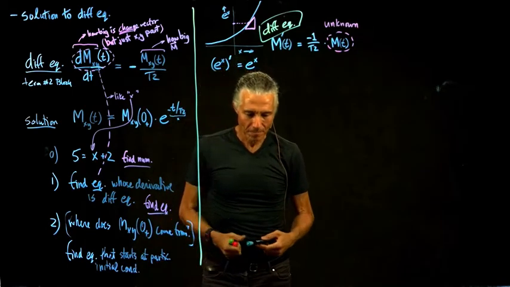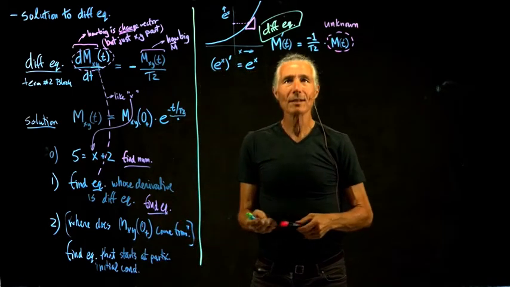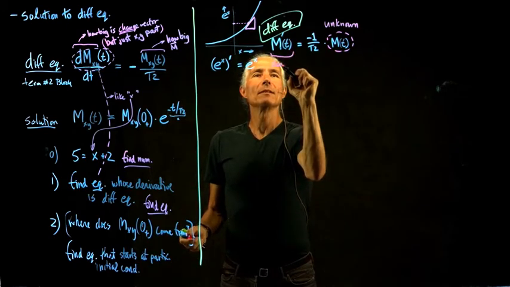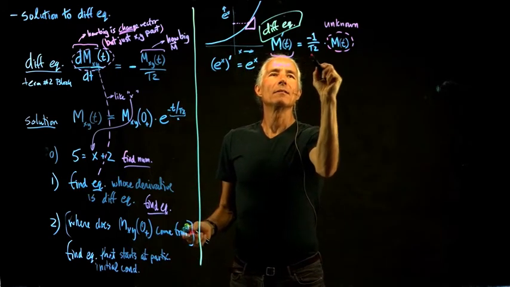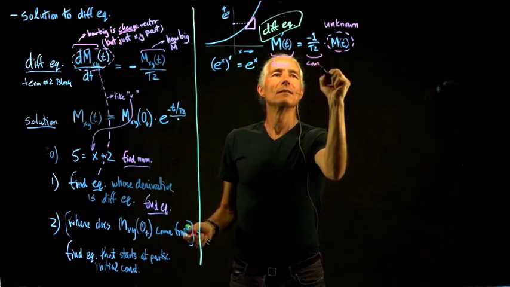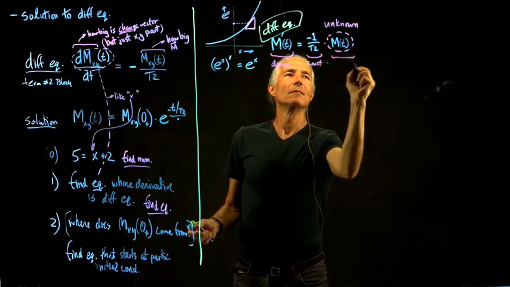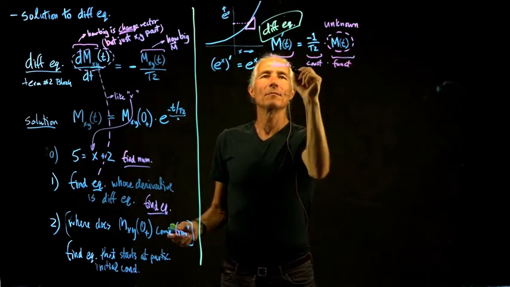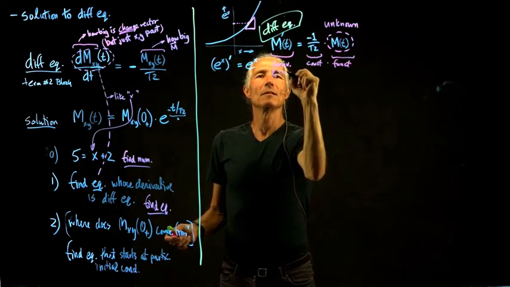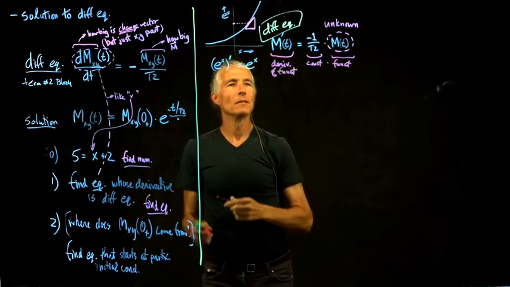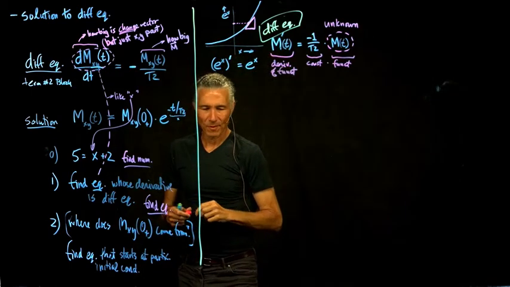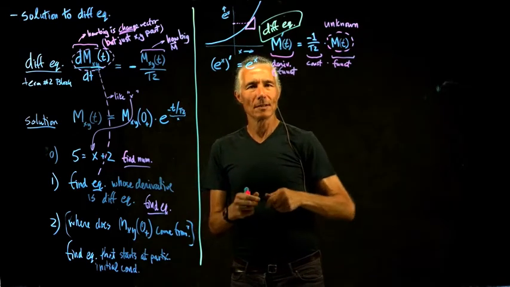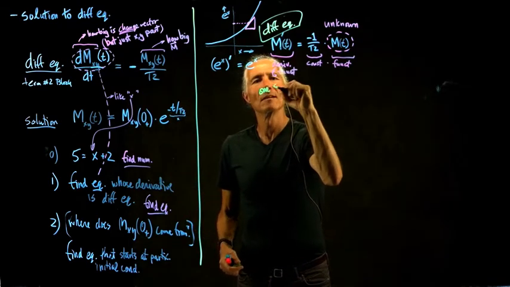So when you look at that, like I said, what it says is derivative equals constant times function. So derivative of function equals constant times the same function. So here's one solution. Just one solution.